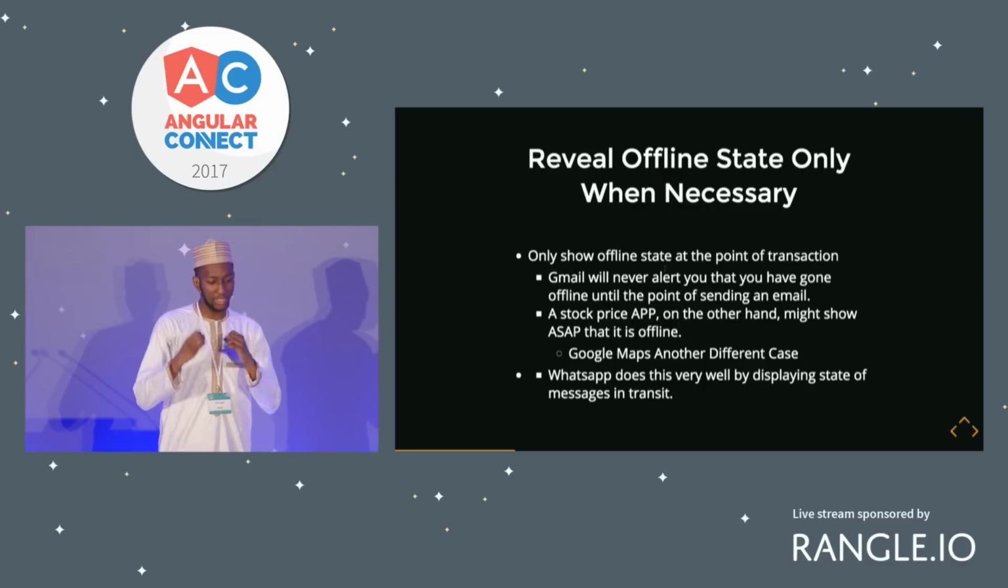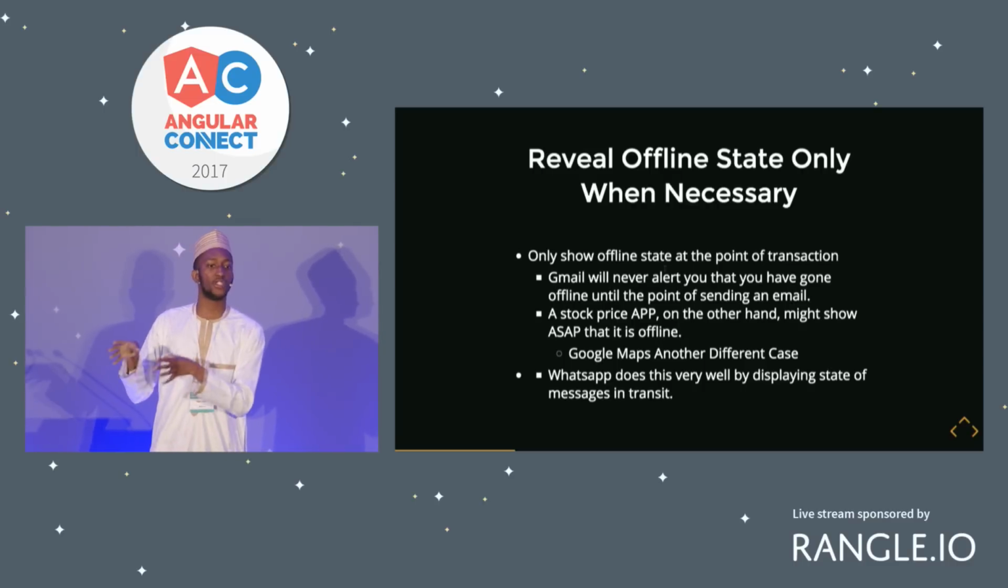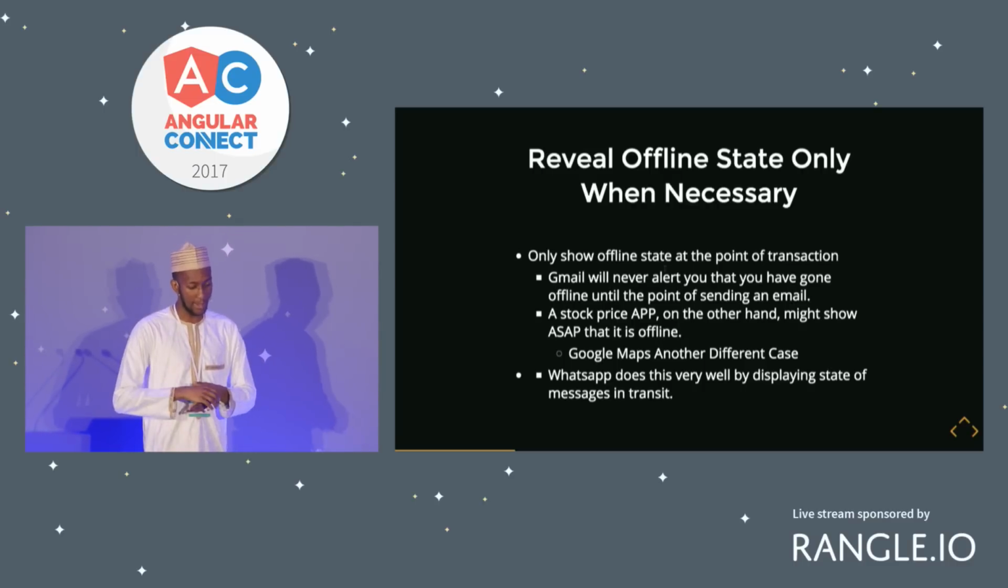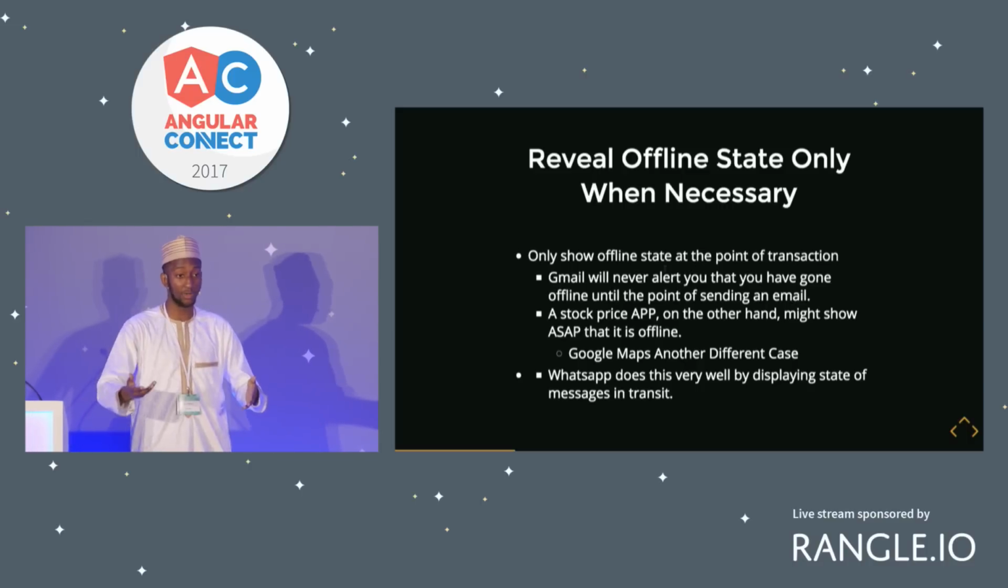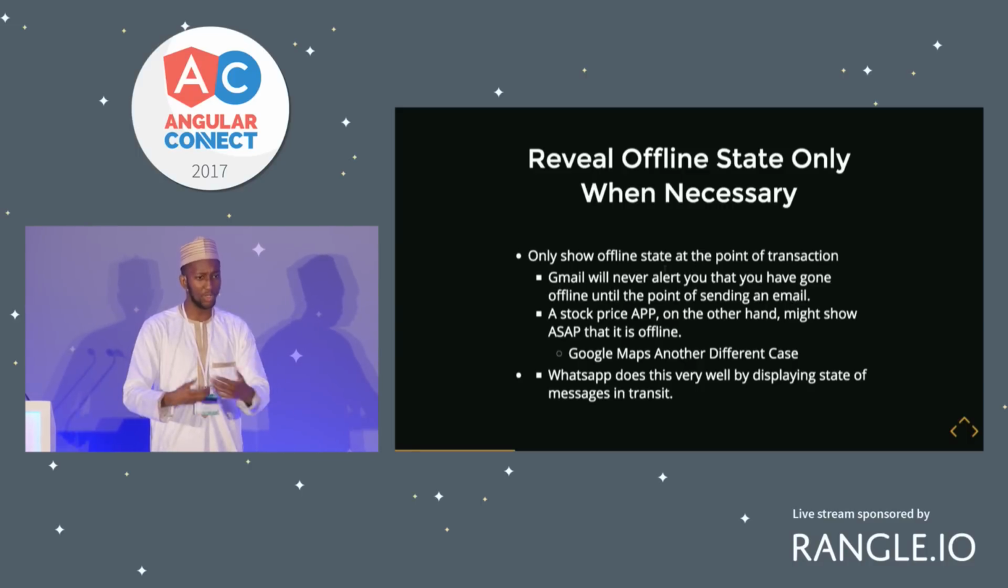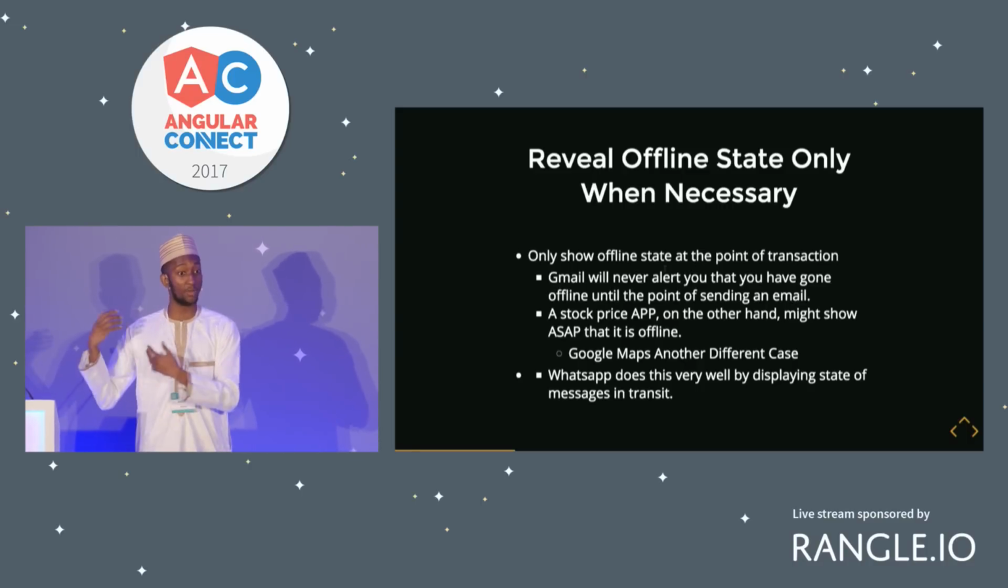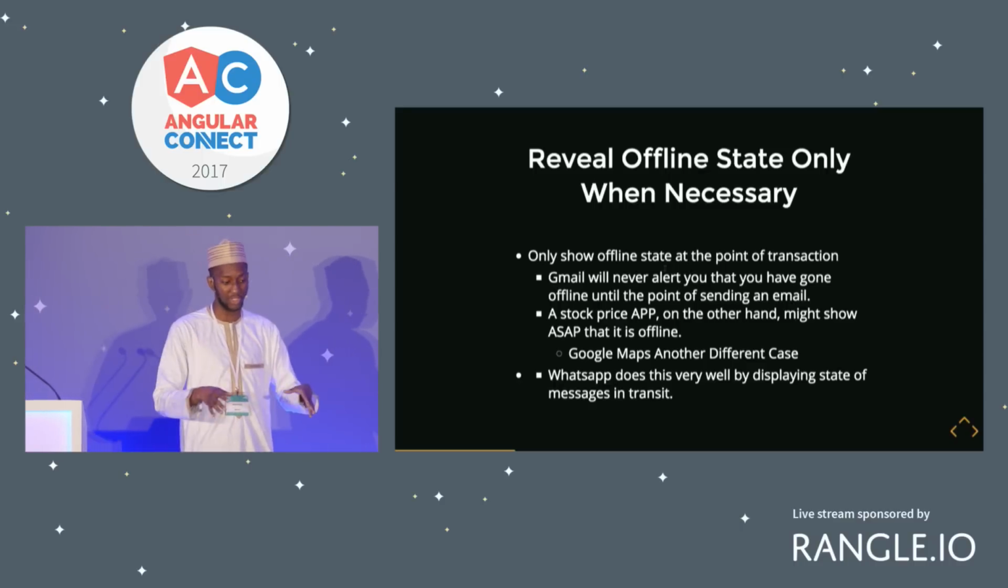So basically, you need to choose what is the point of transaction to actually show that. And Google Maps is another one. It needs to tell you that you're offline because if you're going to be searching things, it should be telling you this is coming from maybe cache data or not fresh data.